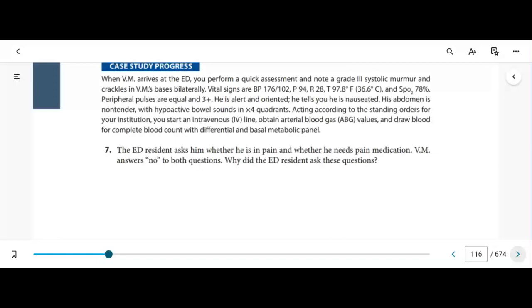You start an IV, you get an ABG, draw some blood, and you get a CBC and a BMP. So the ED resident asks him whether he's in pain and whether he needs pain medication. VM answers no to both questions. Why did the ED resident ask these questions? What is he trying to figure out?